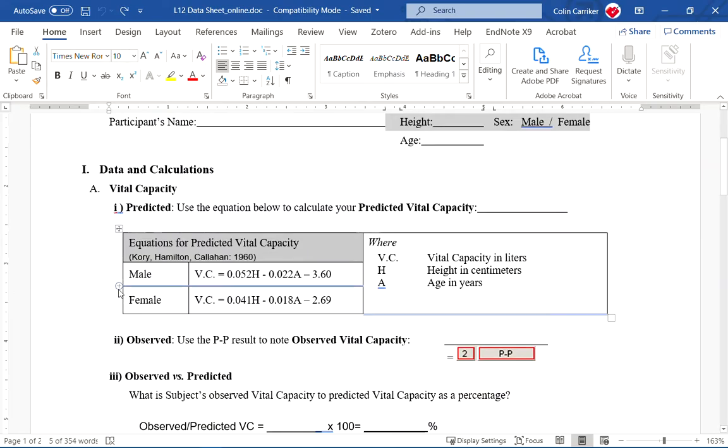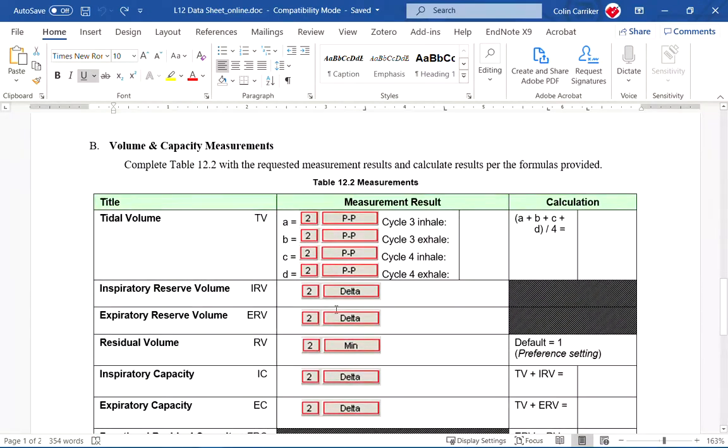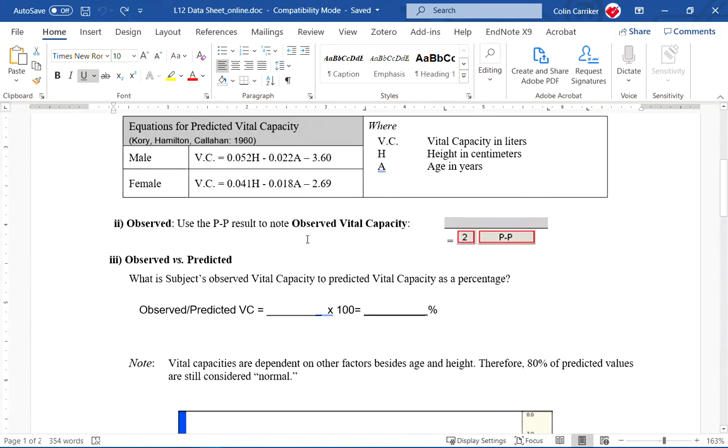Now, for your participant, we'll determine the equation that we'll use. We'll estimate a predicted vital capacity. Then this would be our measured vital capacity, and we're also going to fill in this table down here with tidal volume for all of these values. So let's start right here with our observed vital capacity.